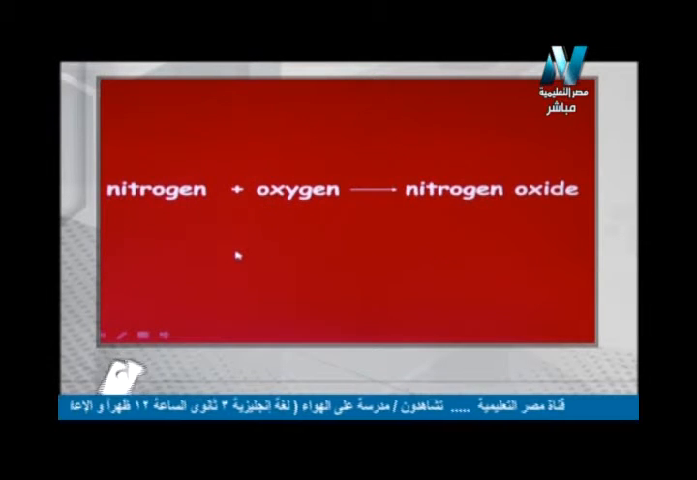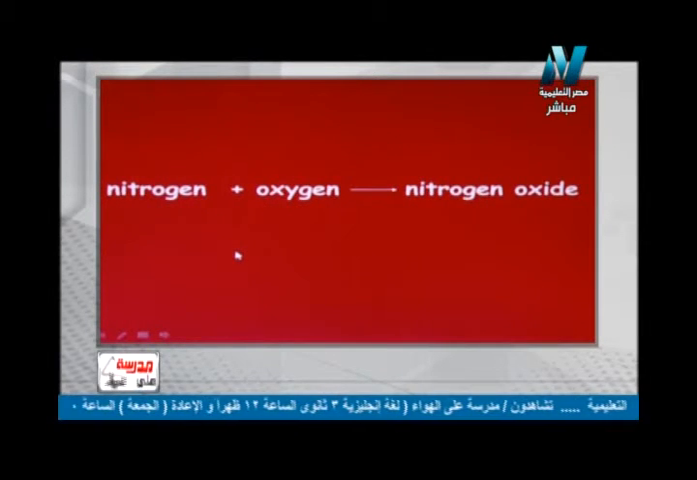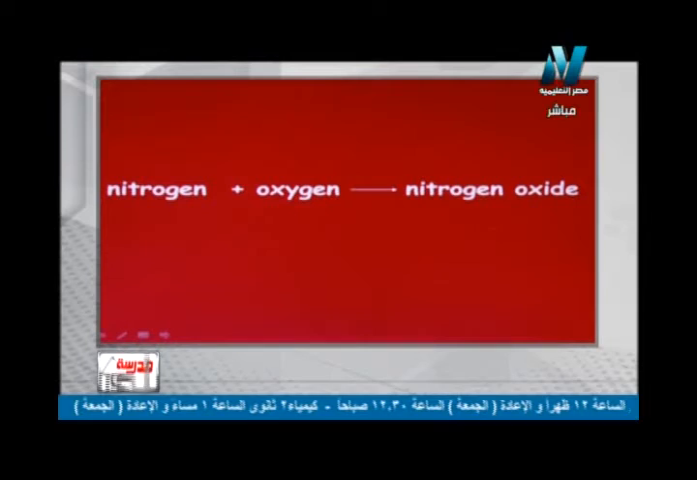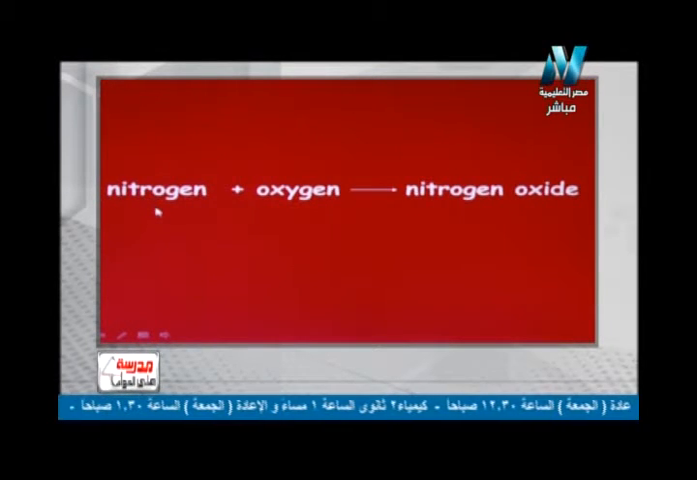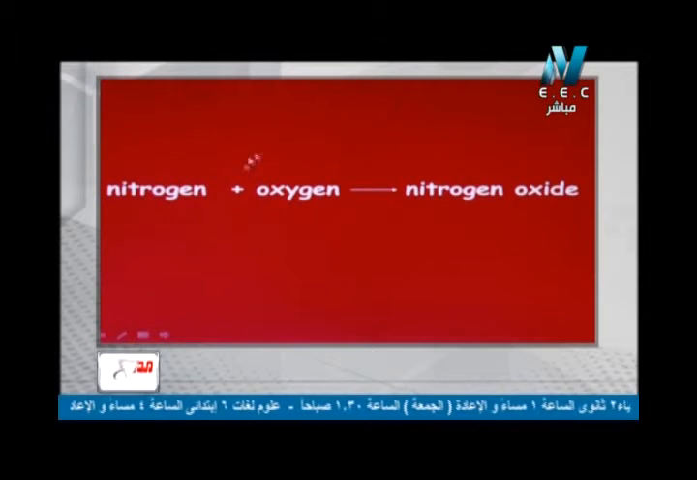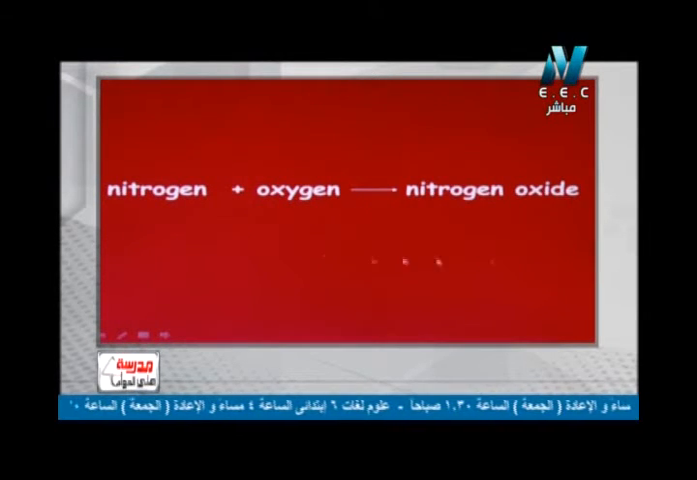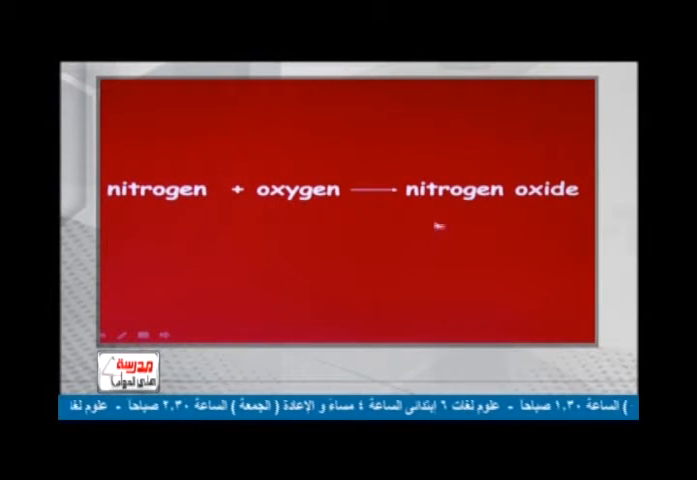So now we have an equation. This equation is very common, very famous. Nitrogen plus oxygen gives what? Nitrogen oxide. But if we replace nitrogen with, for example, iron: iron plus oxygen gives iron oxide. Aluminum plus oxygen gives aluminum oxide. Copper plus oxygen gives copper oxide.